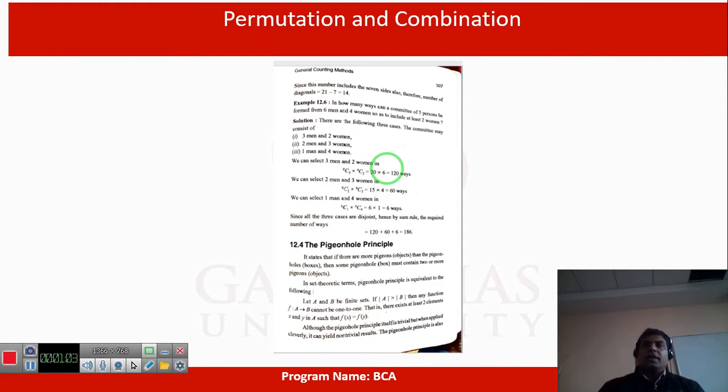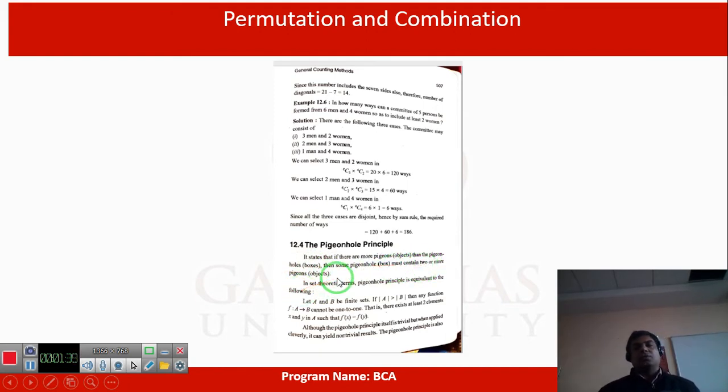Ultimately, the goal is that the mapping of this function from A to B, if A is the objects and B is the boxes, can never be 1 to 1 because the objects are more than the boxes. We have already told you the modulus sign can be used for the number of elements. So if there are more pigeons, that is objects, than pigeonholes, boxes, then some pigeonhole must contain at least 2 or more pigeons.